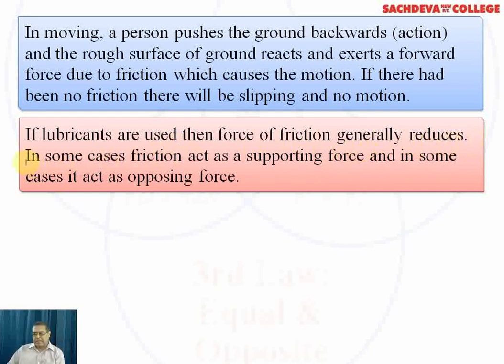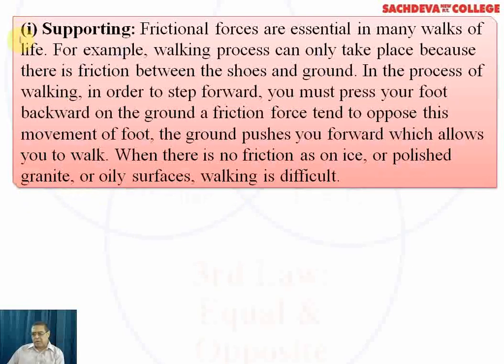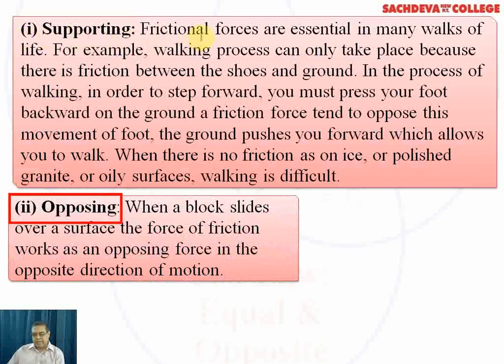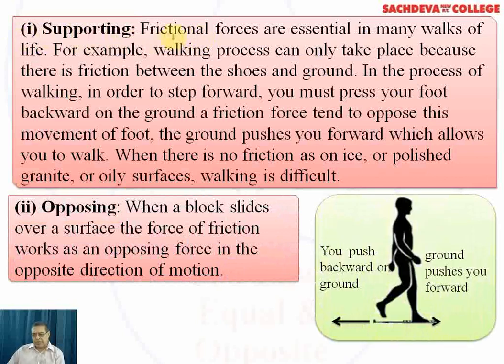In some cases, friction acts as a supporting force, and in some cases, it acts like an opposing force. Now, there are certain examples for supporting and examples for opposing. In the figure, the motion of a person on the ground is shown by the left arrow, the pushing backward on the ground, and the ground pushes the person forward. This is what is indicated in this figure.